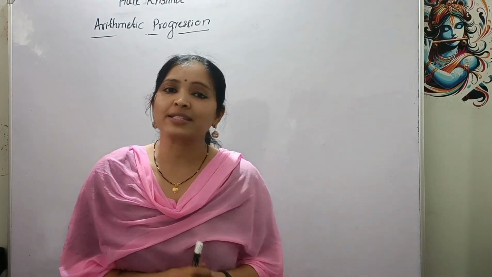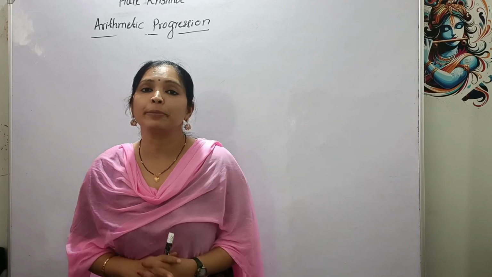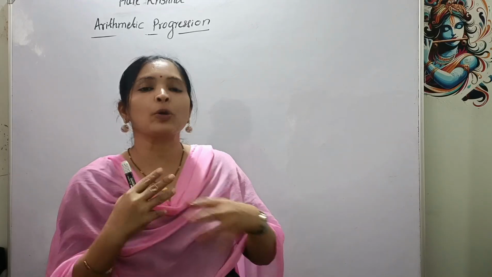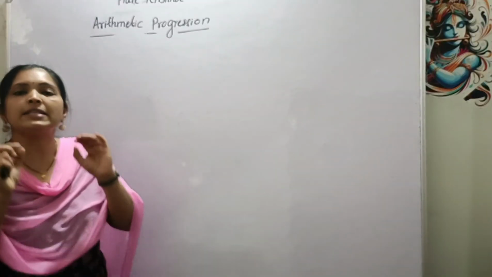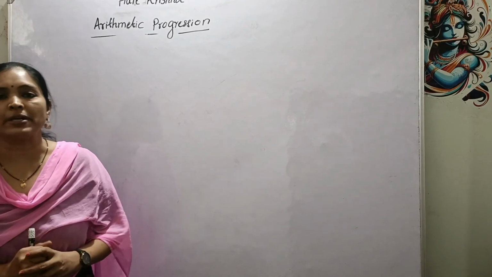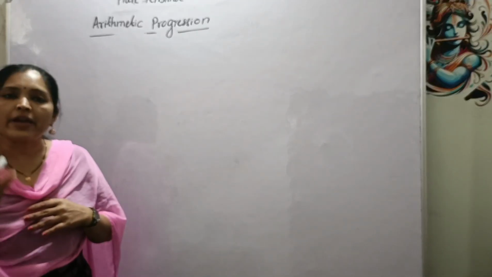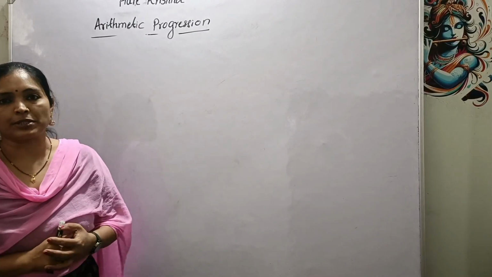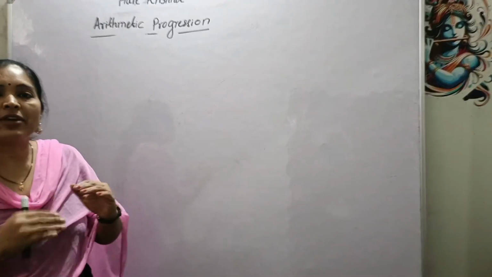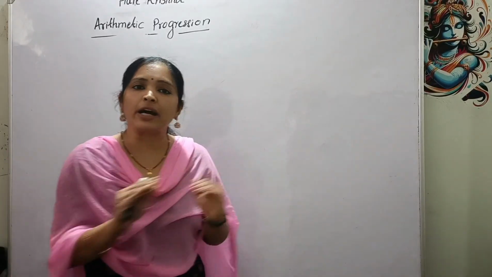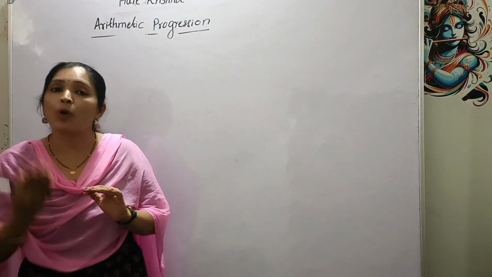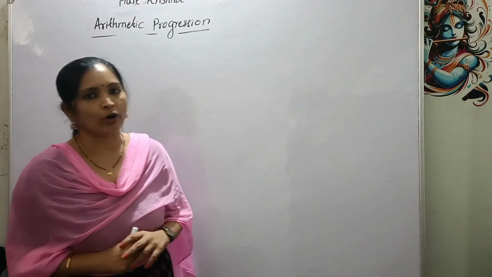Today's video is of class 10 mathematics chapter 5 arithmetic progression. So what is a progression? Progression is a sequence, that is, a list of numbers in which succeeding terms are obtained by adding a fixed number to the preceding terms. So in this chapter we will study how to find any term of the sequence and the sum of the terms of the sequence using formula.